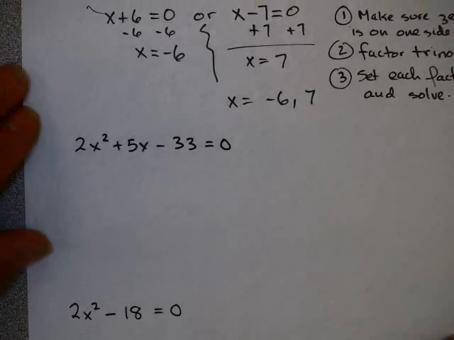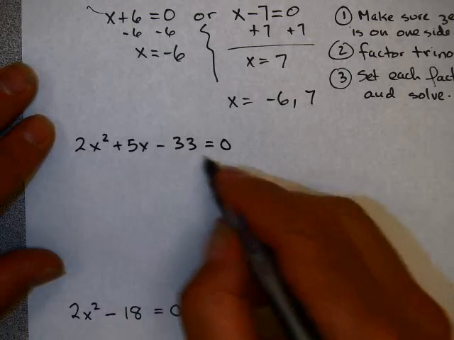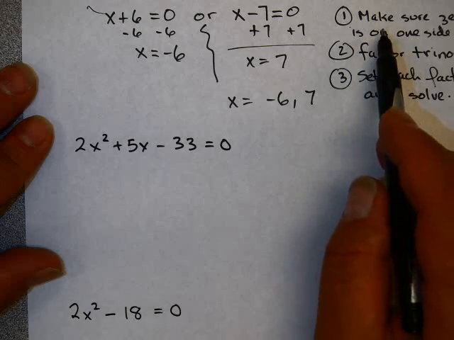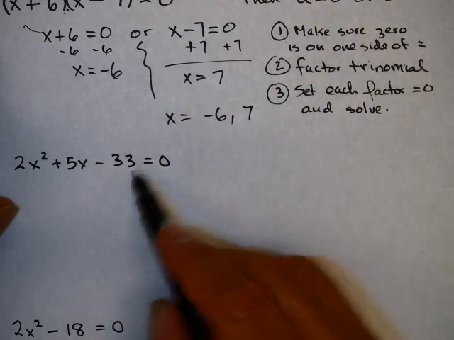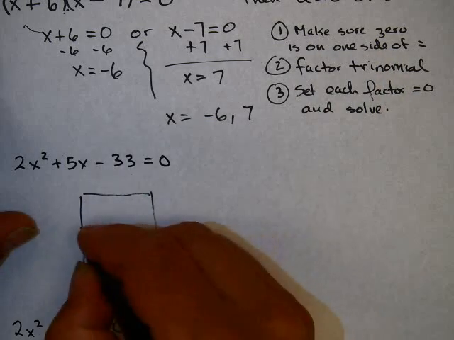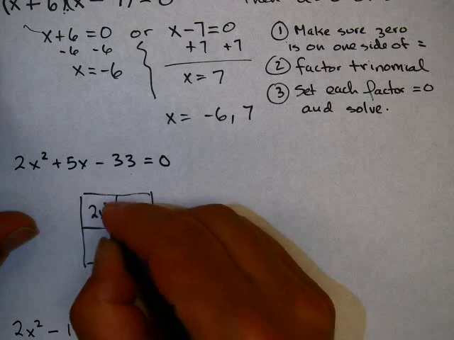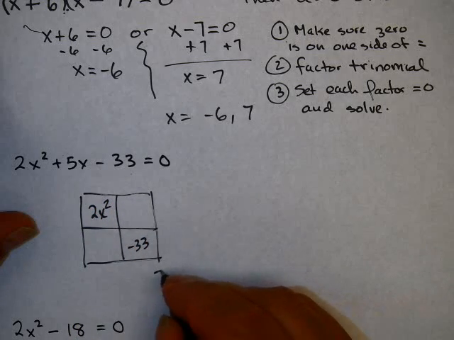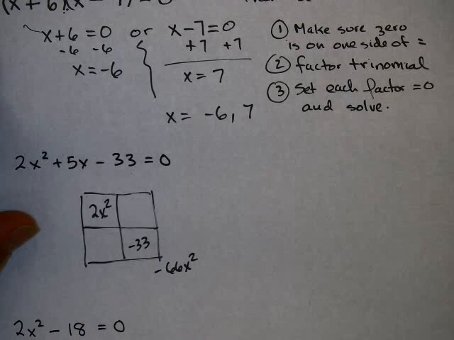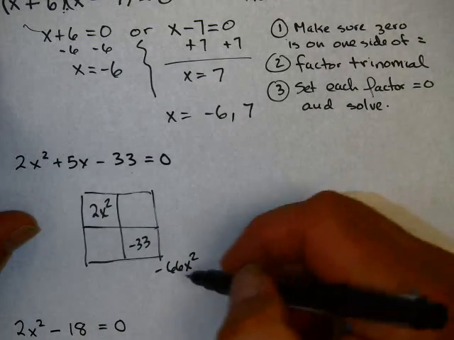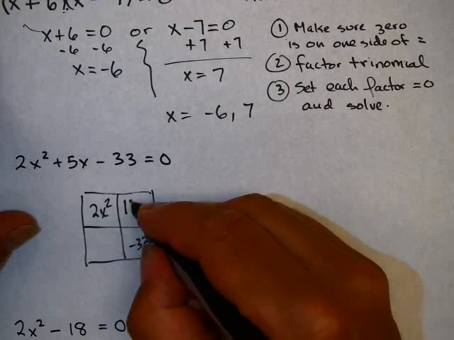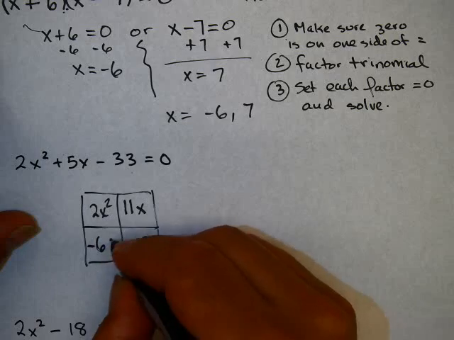Let's get a little harder. This one is a bit more difficult to do, and maybe I'll use my box method to factor. The first thing I should do is make sure that 0 is on one side of the equation. That is true over here. So I'm going to factor this trinomial by using the box method. I have 2x squared and negative 33. That's negative 66x squared if I multiply those two together. What are the factors of negative 66 that add up to positive 5? Well, the only factors I can think of for negative 66 are 11 and 6. So I'm going to need a positive 11 and a negative 6.